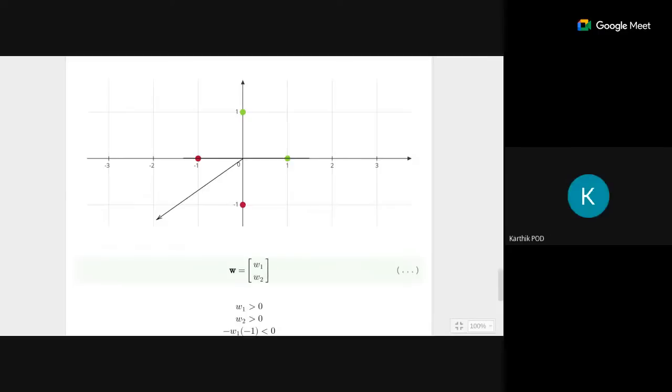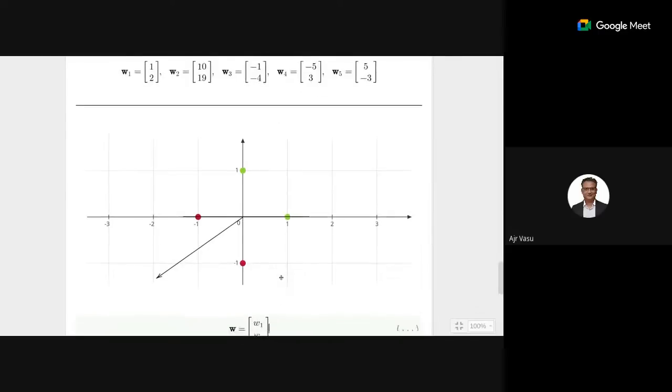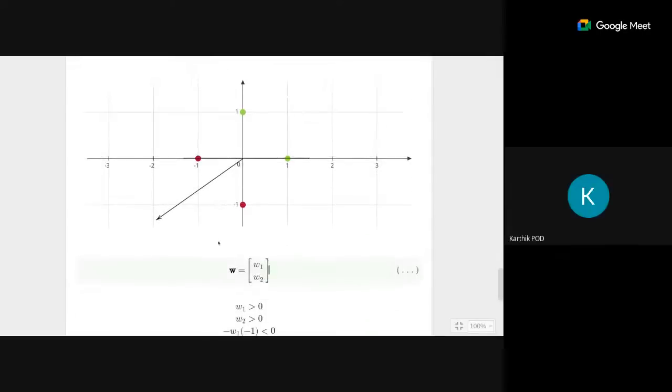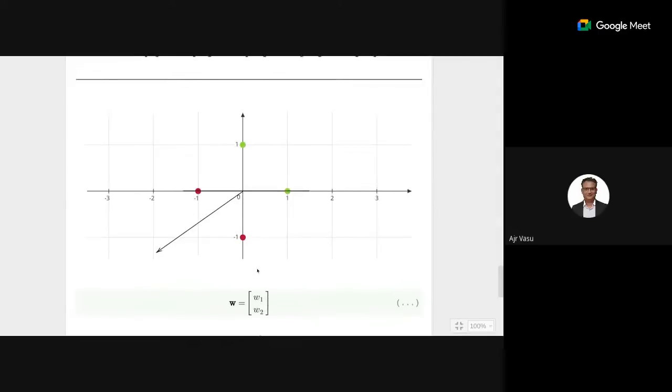Kartik sir, one question. I missed why W3 is not correct, because it still classifies. I was looking at some other point. So W3 will give you the wrong predictions, right? It will give you green for this and red for this, because the product W transpose X will be positive for the red points, because it's minus 1, 0 or whatever.